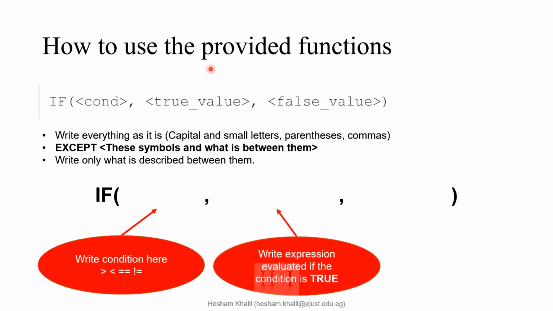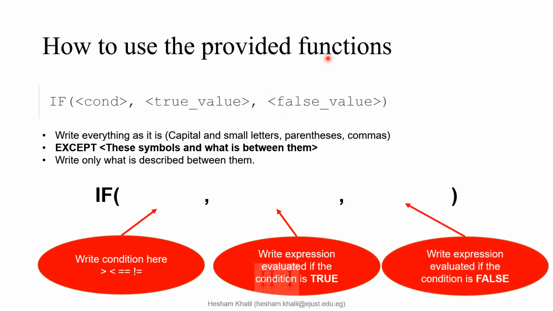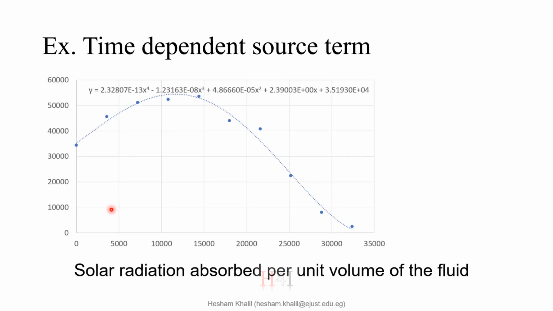The second part, true value. This is the value which will be used if the condition is true. The last term, as you can see here, false value. This is the expression which will be used if the condition is false. Okay, so this is how the if function will be used in the expression editor. The same commas here, I copied them without changing them. The same parenthesis type is used, and using IF all in capital letters. All copy.